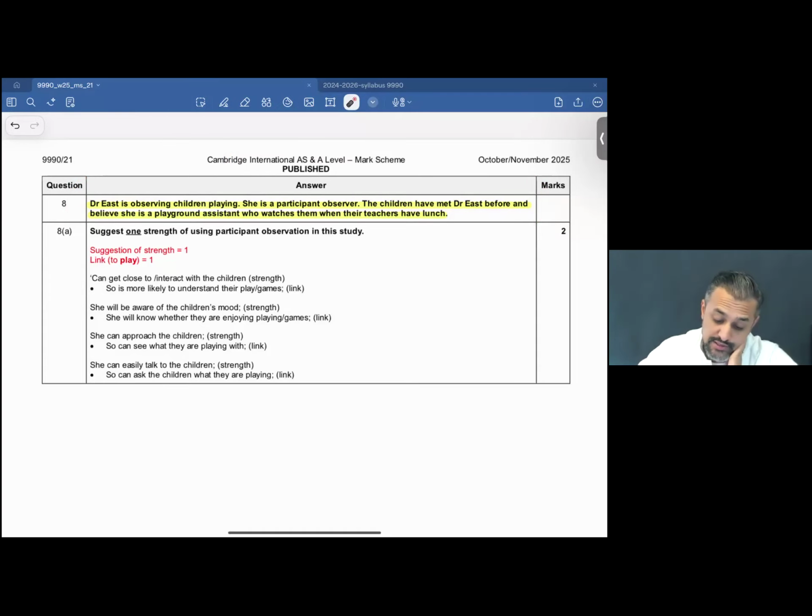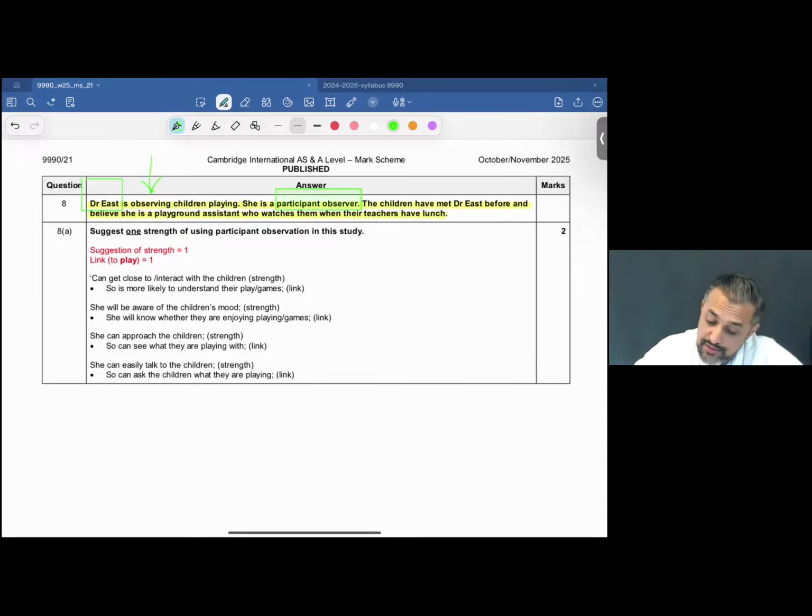So, Dr. East is observing children playing. She is a participant observer. So we're talking about a doctor, and her name is Dr. East. And how is she collecting data? Dr. East is collecting data through observation, and she's observing children playing. She is a participant observer. Now, when she's a participant observer, we know that she's actively involved in the activities of the group that she's collecting data on, and she is probably there in close proximity with those children playing.